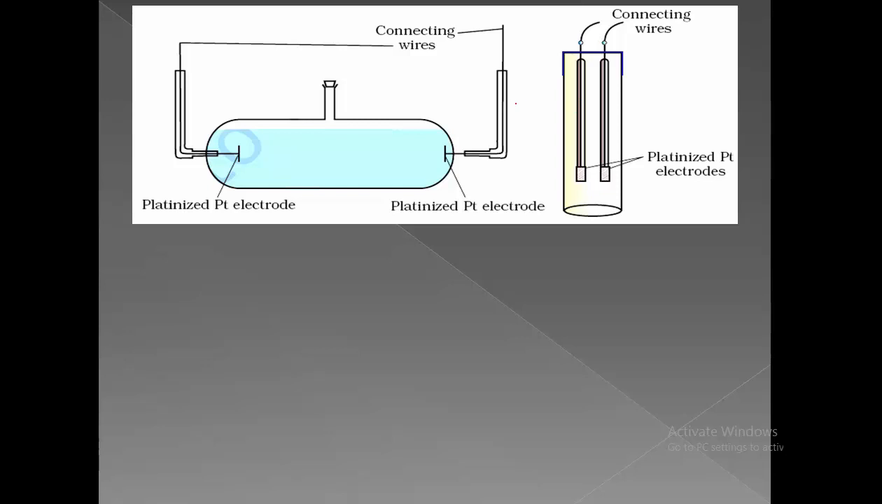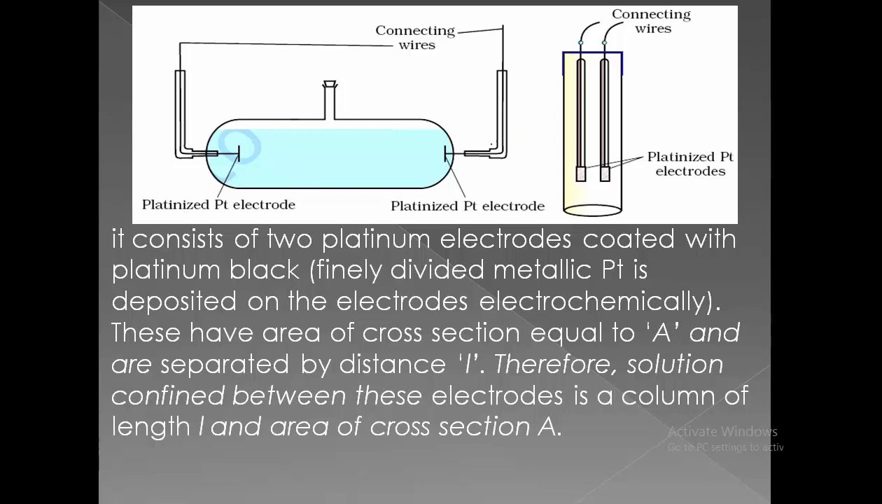These are some examples of conductivity cells. Here two different conductivity cells are given. There are many other types of conductivity cells. In this conductivity cell, it consists of two platinum electrodes coated with platinum black. The electrodes that you see here are made of platinum, coated with platinum black so that adsorption takes place easily. Ions get adsorbed easily on the surface, and hence we use platinum black. And these have an area of cross section equal to A, and are separated by a distance L.